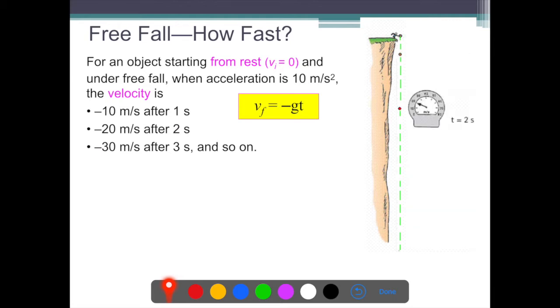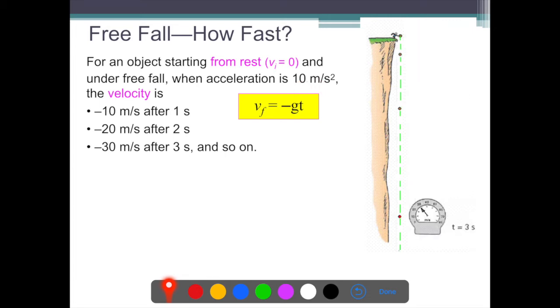So you get the picture there. You can calculate that using this equation, but you get the same thing. It's just a conceptual understanding that because the acceleration is 10 meters per second squared, that means that velocity changes by 10 meters per second every second.